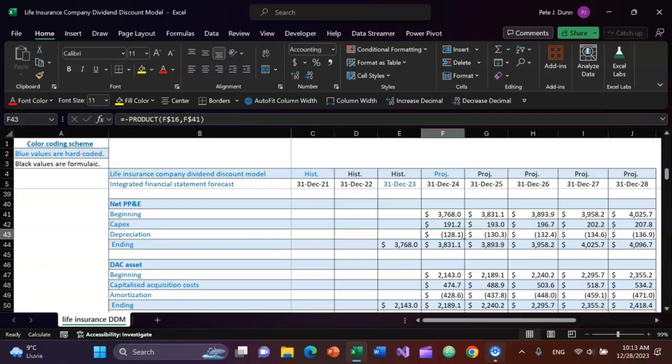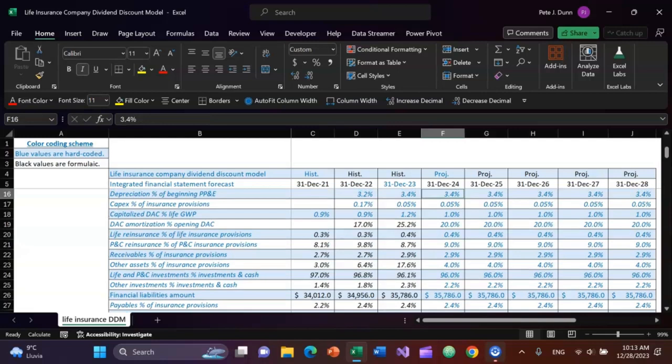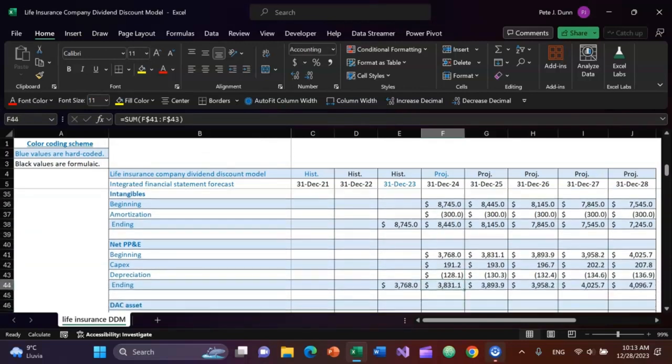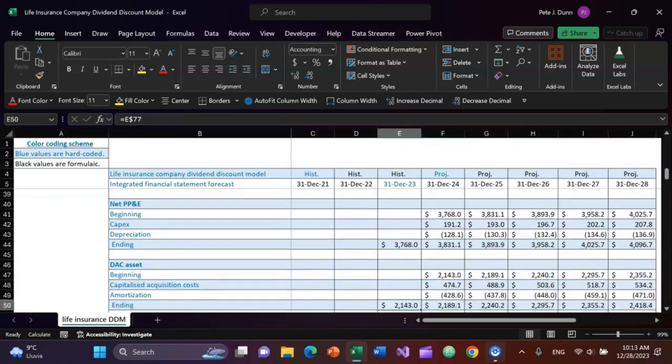Depreciation is based on an assumption. It's a percentage of the beginning balance. You can see it references F41. I'll go up, I'll use Control Left Bracket to get up here, and you can see depreciation as a percentage of property, plant, and equipment from the beginning balance is given. I've hard coded that in as 3.4% throughout the life of the forecast. F5, Enter to get back down. And then finally you sum rows 41 through 43 up. That's how you build out the net property, plant, and equipment.